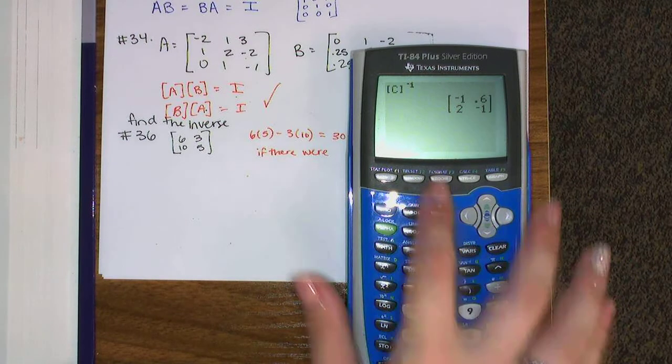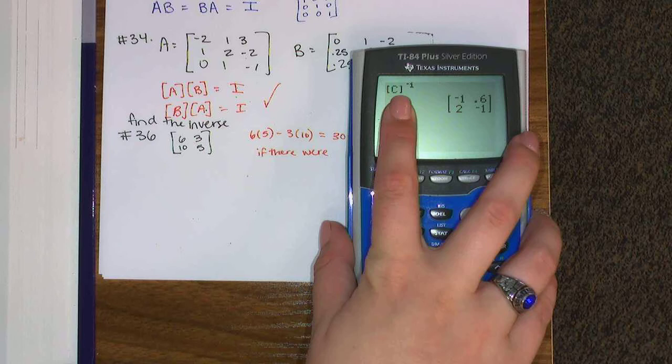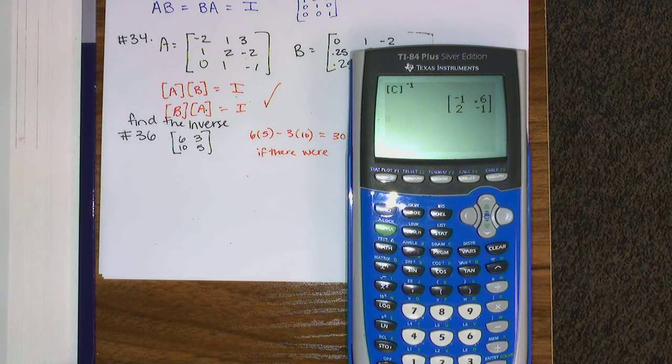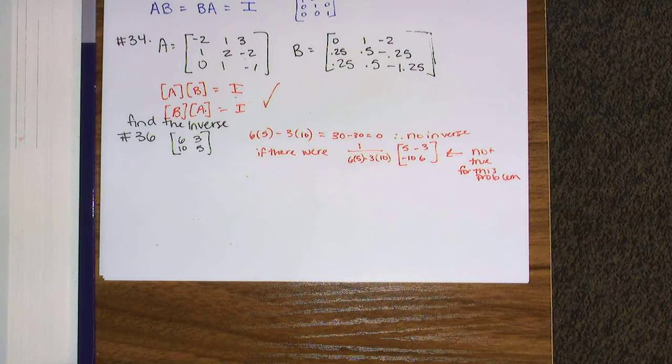This is how you would go about doing something like 37 or 38. You would check it by this method here, just with your calculator. And I'll give you a list of which ones you can do on your calculator in just a minute when I give you your homework problems. But we need to do one more problem.